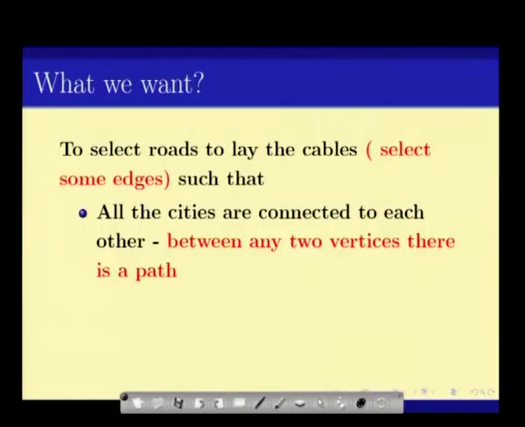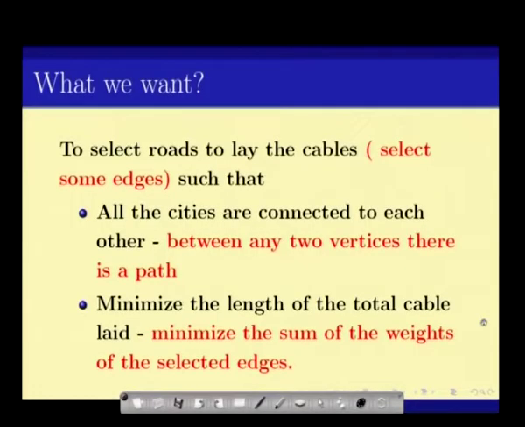Now, what do we want to find? So, what do we want? We want to lay cables. Of course, when you lay cables, we have to connect these cities. In other words, we have to select some edges such that all the cities are connected to each other, meaning between any two vertices there must be a path, some path. Right now, we do not care whether it is the shortest path or longest path or something. There must be a path, at least they should be connected, and we should minimize the length of the total cable laid, or in other words, the sum of the weights of all the edges, means sum of the total cable laid should be minimized.